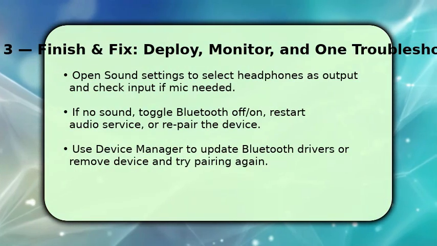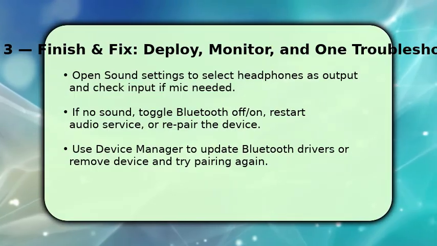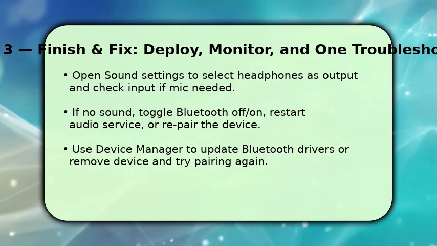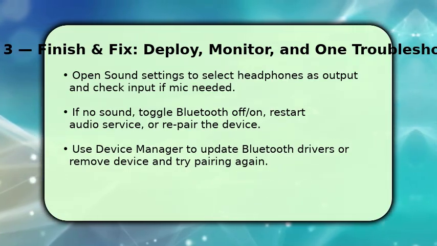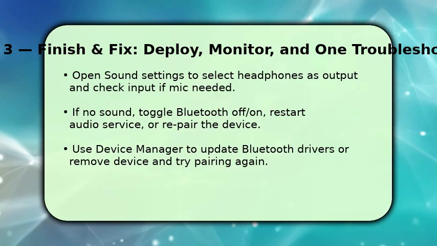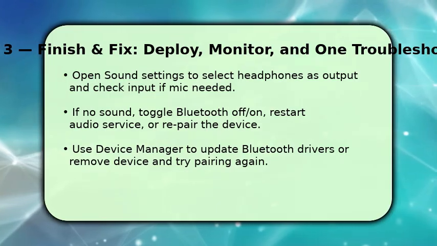To finish, open Sound Settings and choose your headphones as the output device, and select the headset mic if you plan to use voice. If audio doesn't route, make sure the headphone profile is set to stereo or hands-free correctly, because some apps prefer one profile over another.